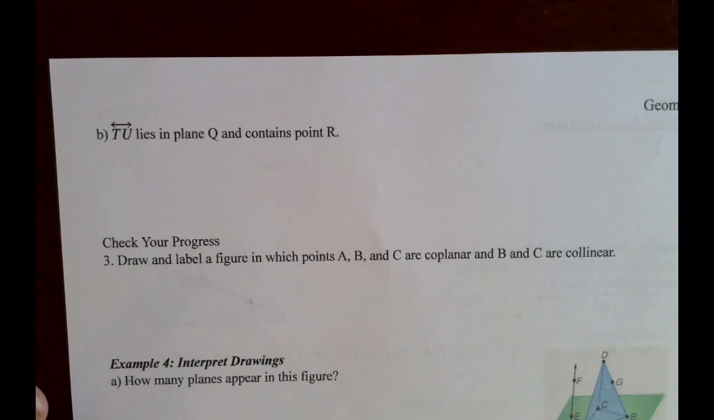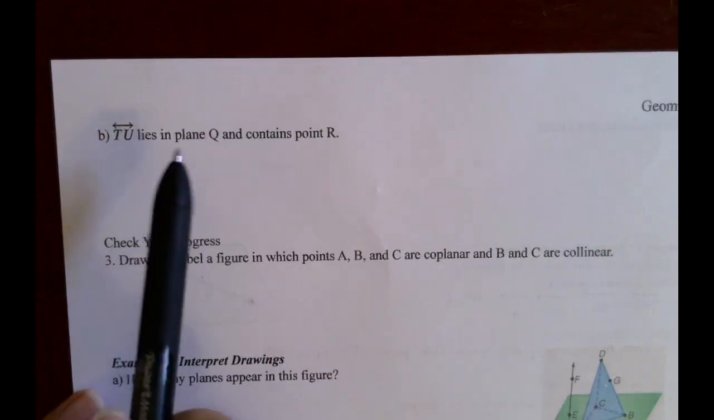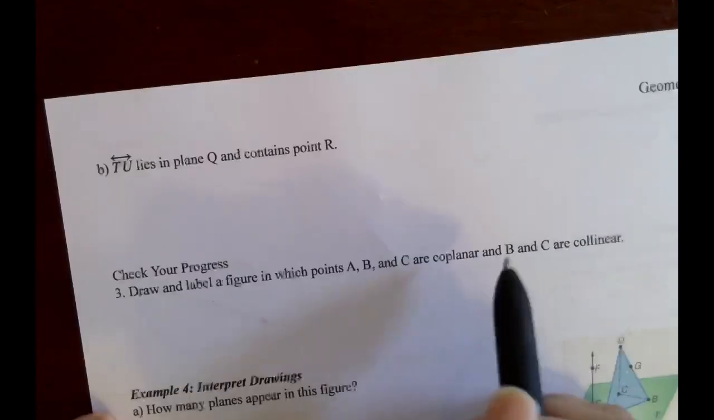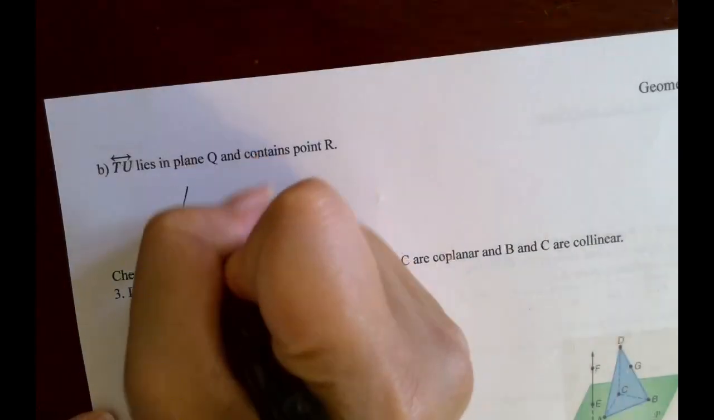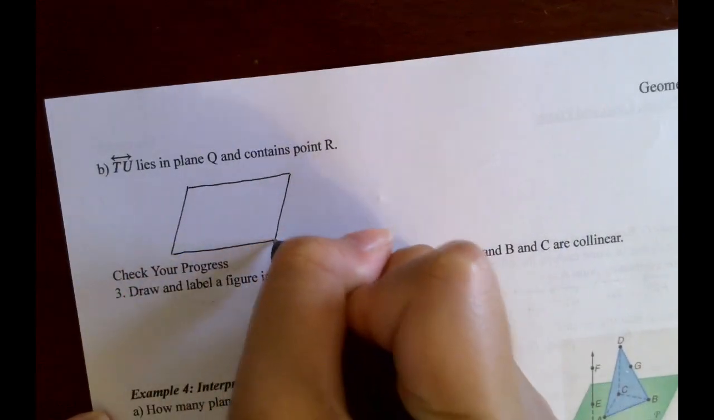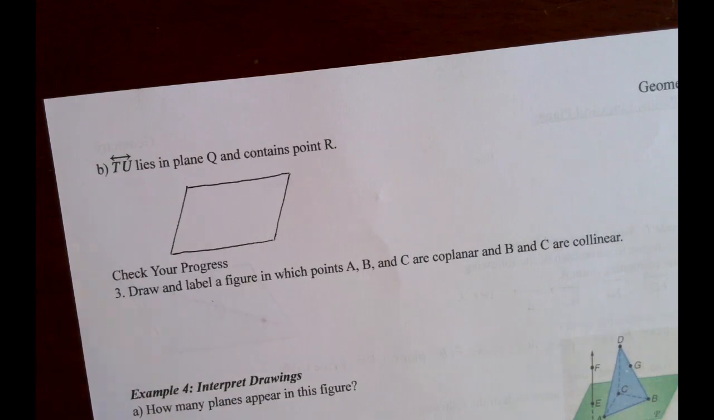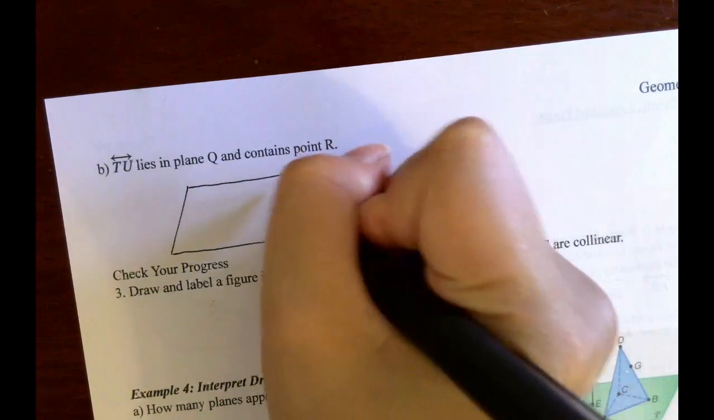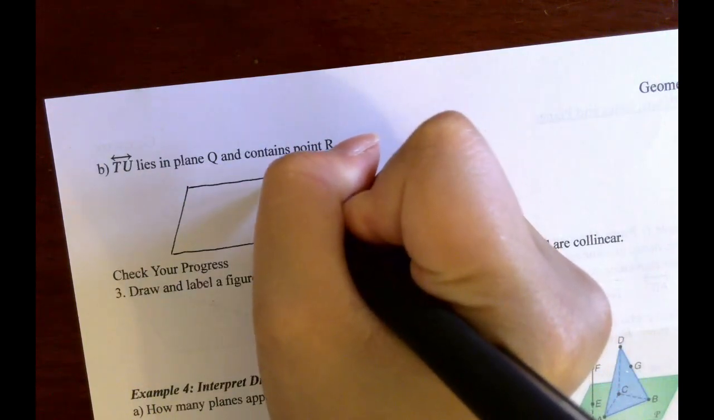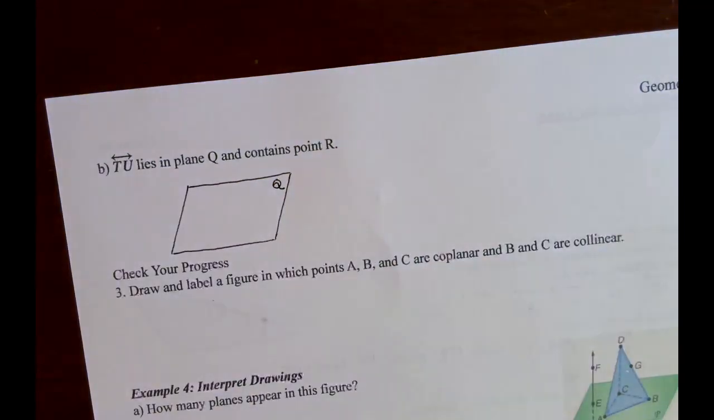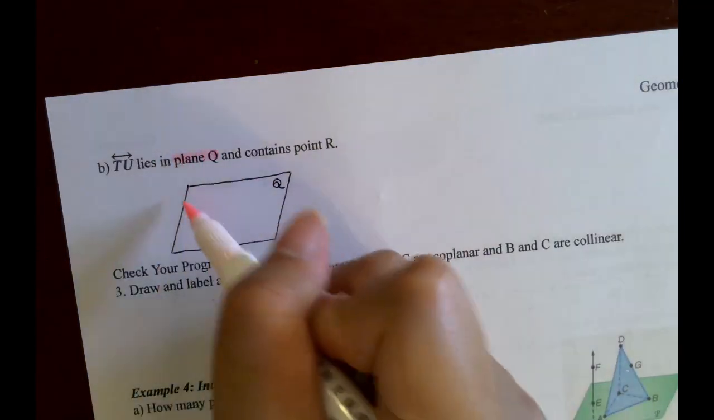The next one says that line TU lies in plane Q and contains point R. First, I'm going to draw my plane. The way we draw a plane is this parallelogram kind of looking thing. Then I'm going to call it plane Q. Normally when we name a plane, we use a cursive letter, so I'm going to try to make it as cursive as possible. So that's my plane Q.